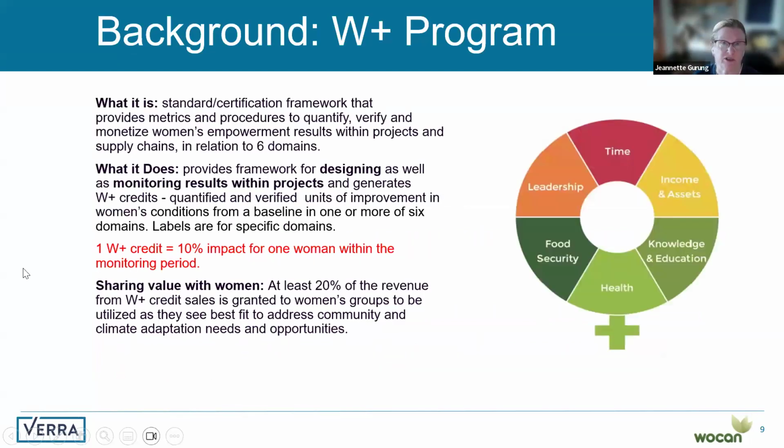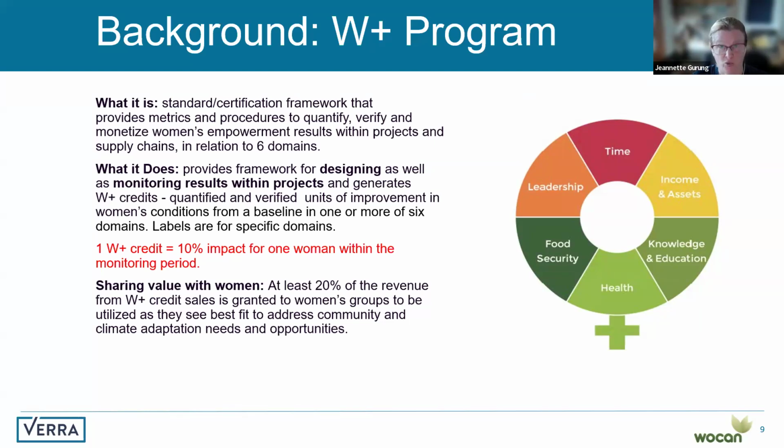Okay, here's the W+ standard if you're not familiar with it. What you see on the right is the wheel of what we call the domains. So instead of there being just a generic W+ credit, the credit is assigned due to the domains that are selected. These 6 areas we call domains were selected by rural women themselves when we initiated the standard 10 years ago. We spoke with women's groups in Nepal and also in Kenya, and we asked them that question: if we were to measure women's empowerment, what would we be measuring?